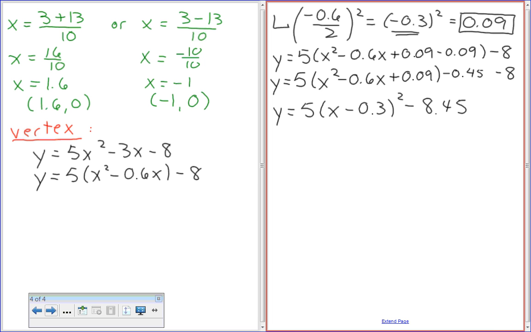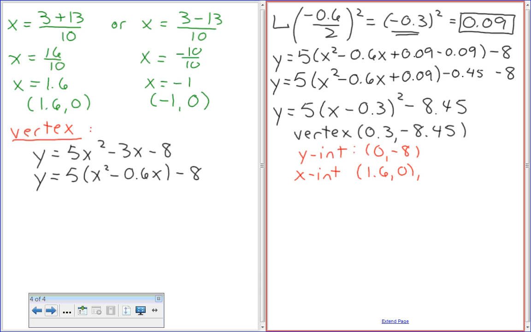You good? Yeah. Okay, Will, what's my vertex, please? Positive 0.3 and negative 8.45. Okay, good. Now I'm going to get this graphed up right now. I'm going to write all my points on this page to make sure it's good. I had, what else did I have? 0 and negative 8. What's my y-intercept? My x-intercepts were 1.6 and 0, and negative 1 and 0.